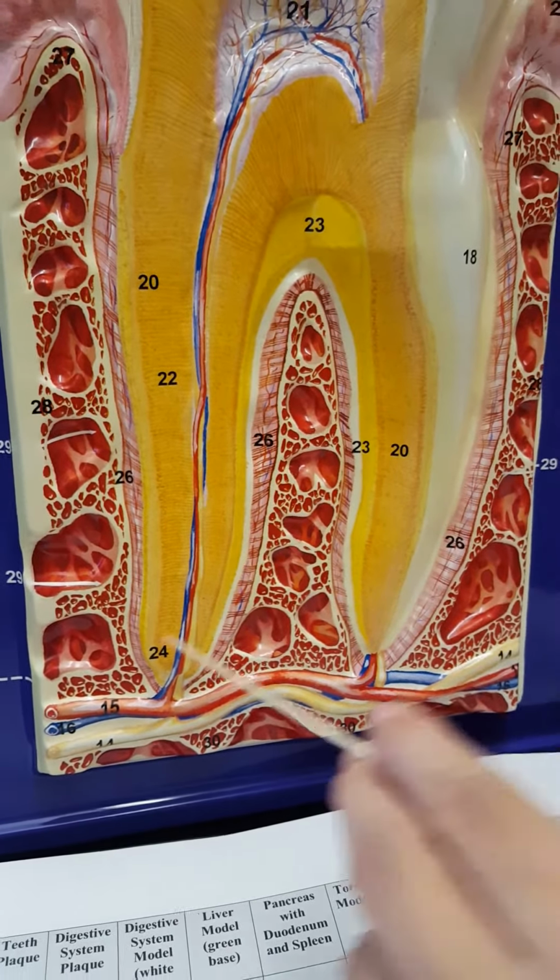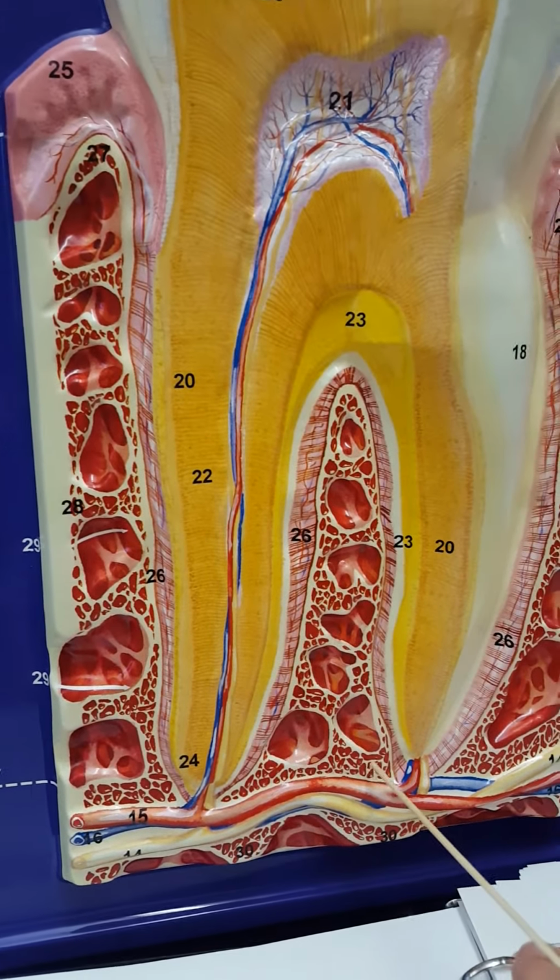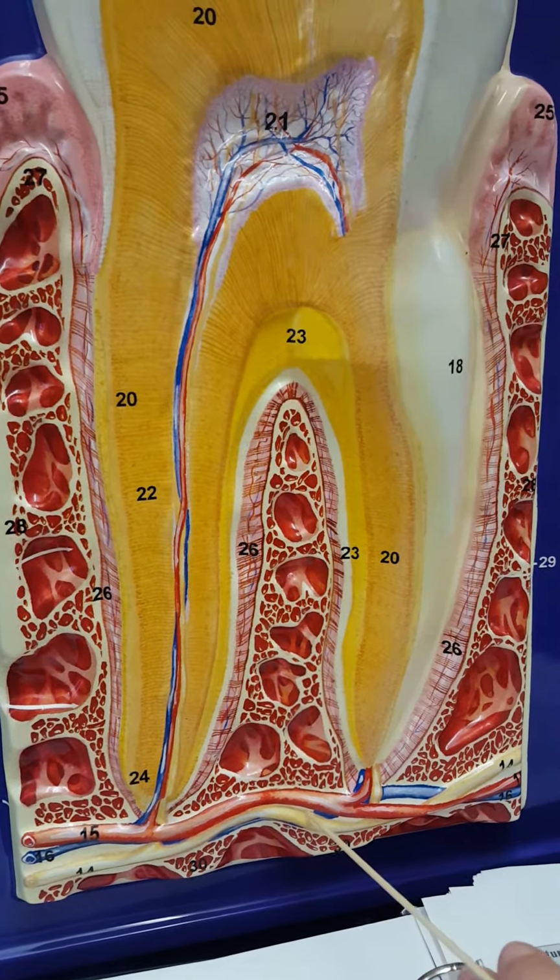So what else do we have? The point is the apical surface. I think that's about it.